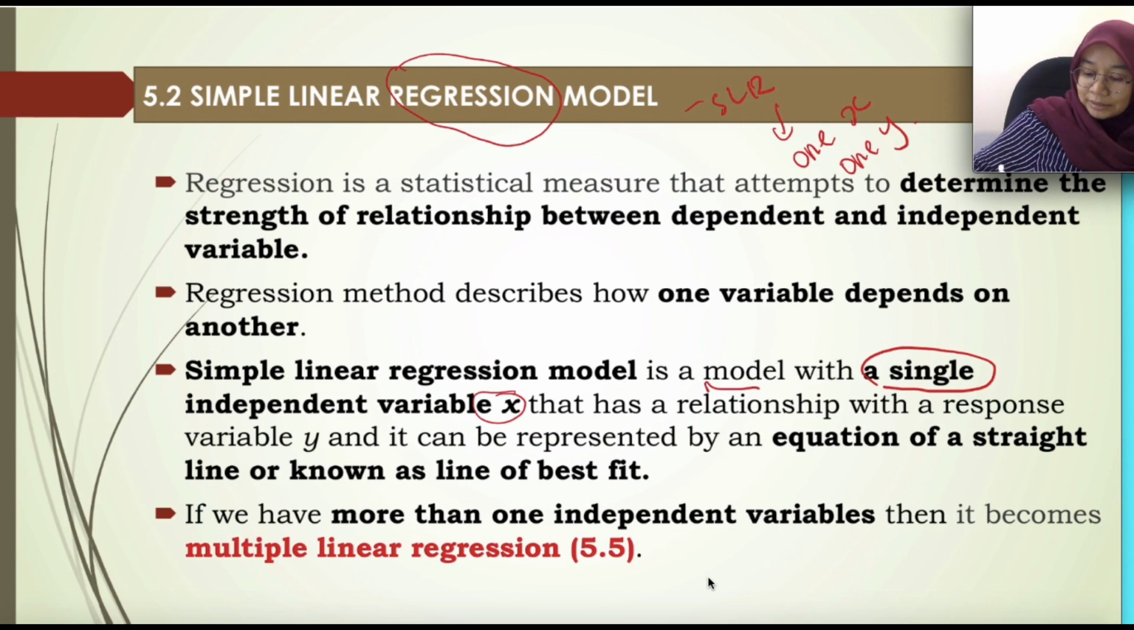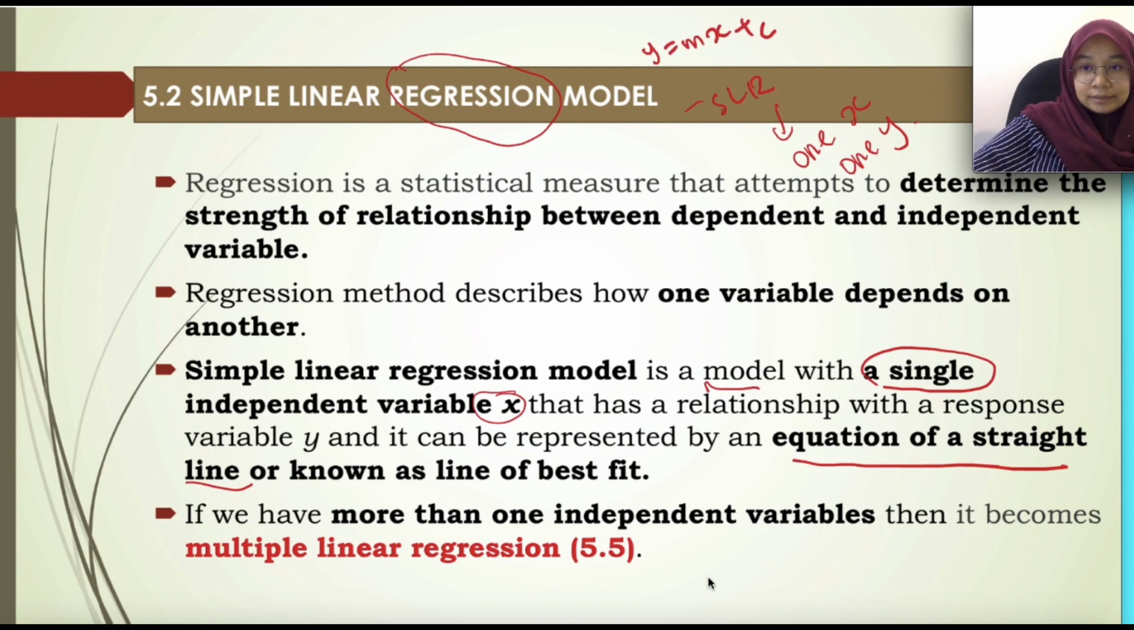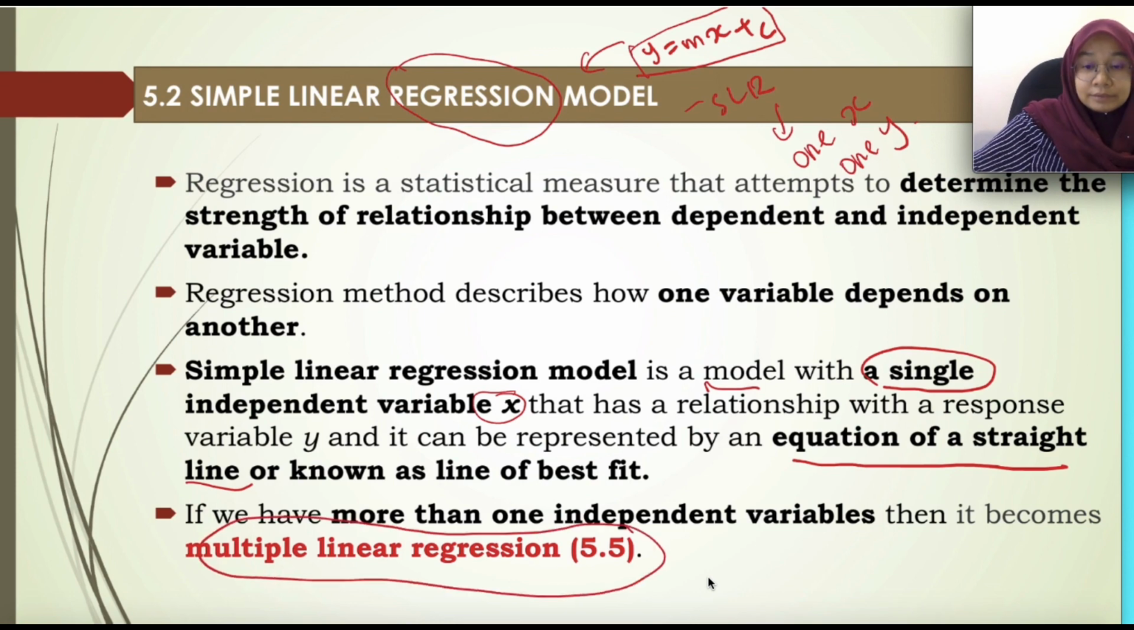So it can be presented by the equation of a straight line. Actually it comes from here, y equals mx plus c. This is a straight line, also a simple linear regression equation. When you have more than one x here, it will become multiple linear regression. So we look at simple linear regression first when you have one x and one y.